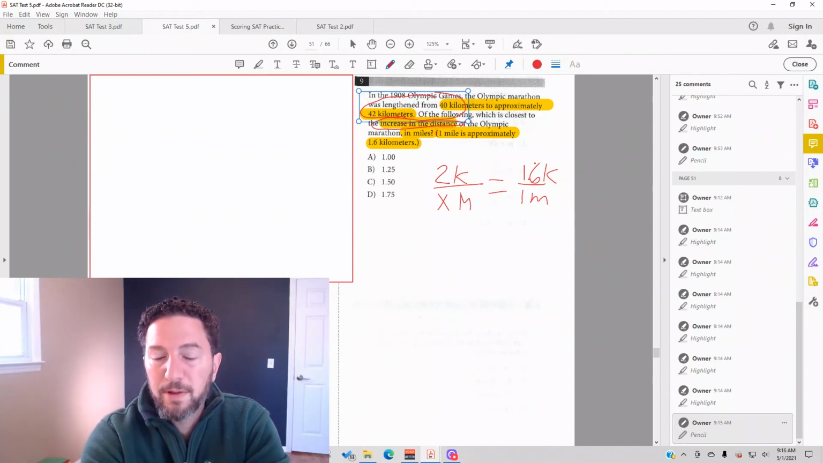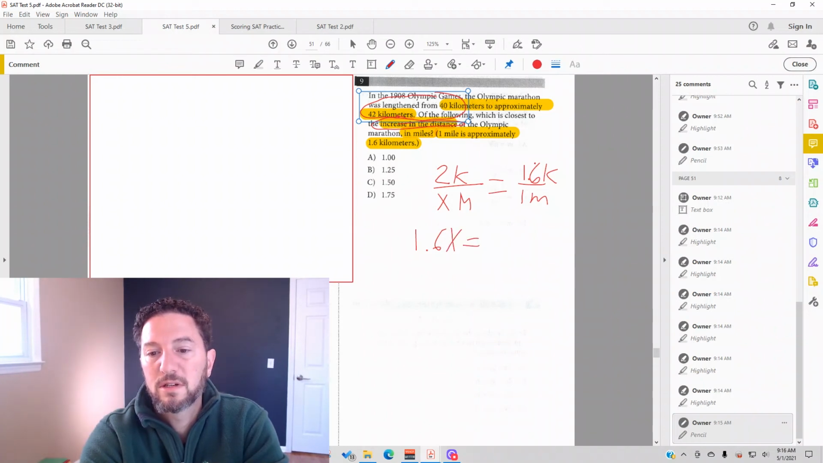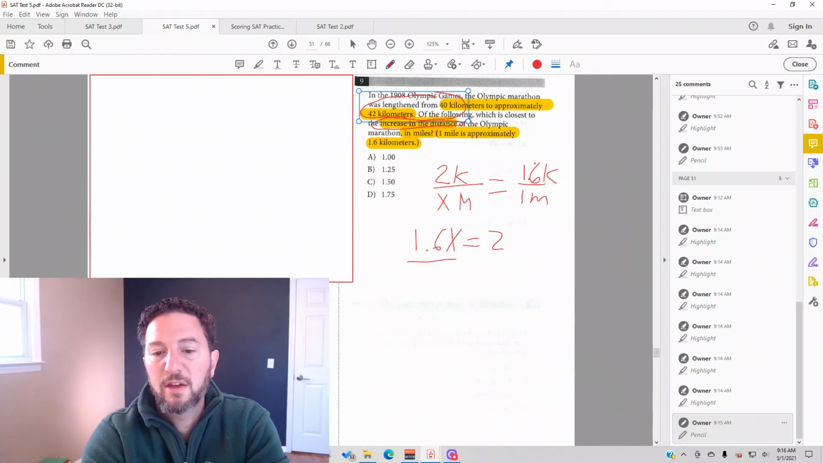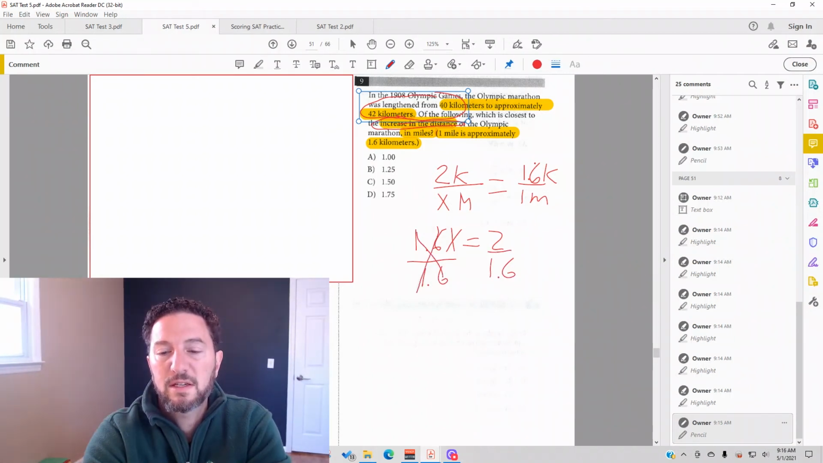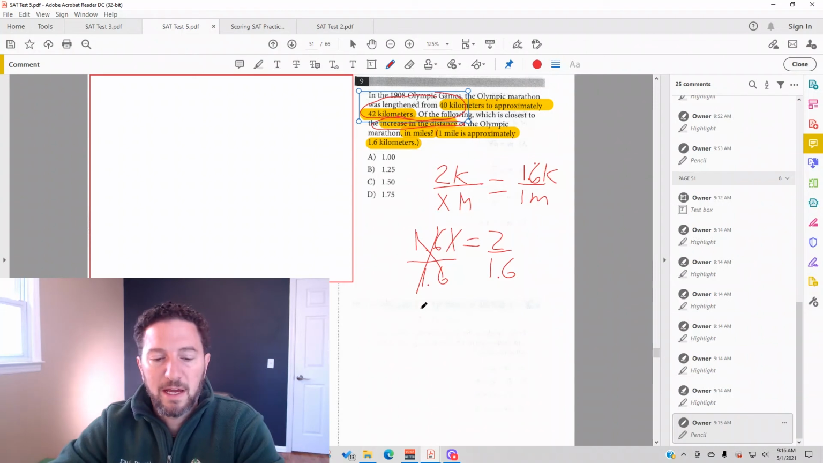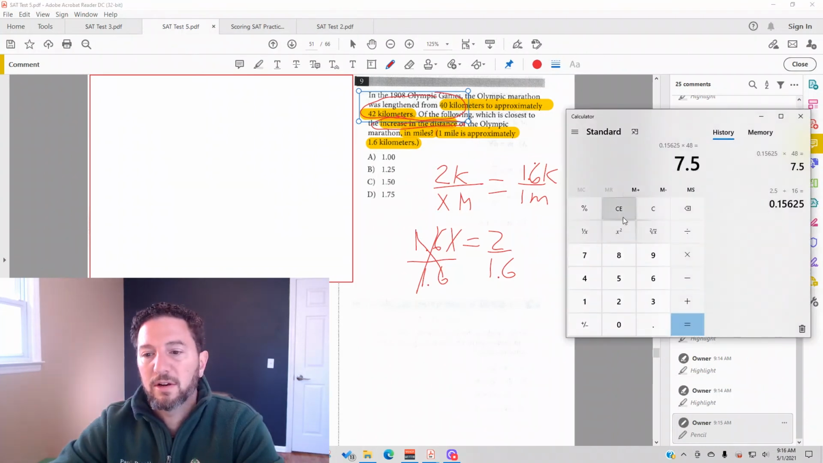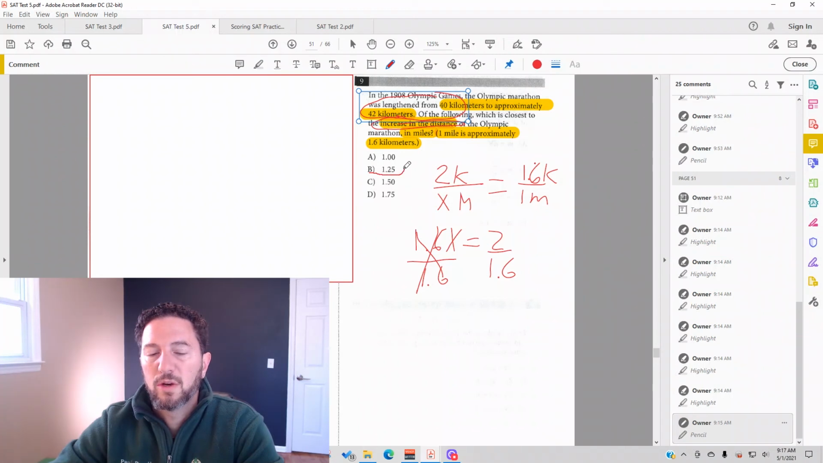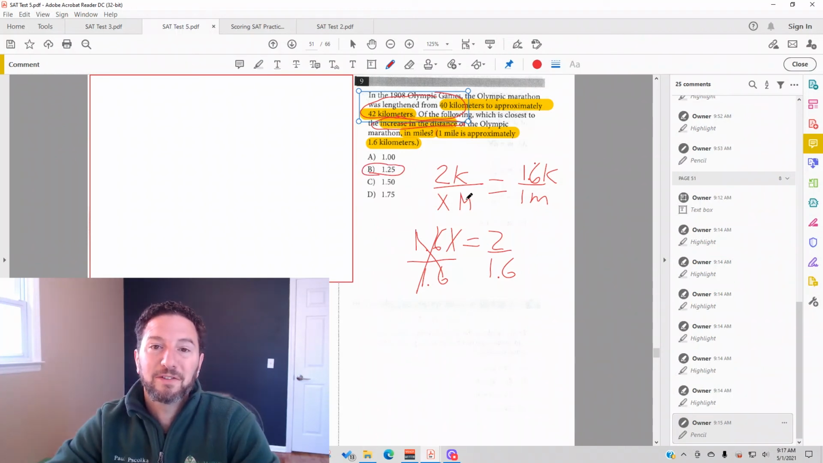If I cross multiply and set equal, what I get is 1.6x equals 2. And then if I divide by 1.6, divide by 1.6, this cancels, and I'll take my high-tech handy-dandy computer calculator out, and we've got 2 divided by 1.6, and we get 1.25, which is 2 kilometers in terms of miles.